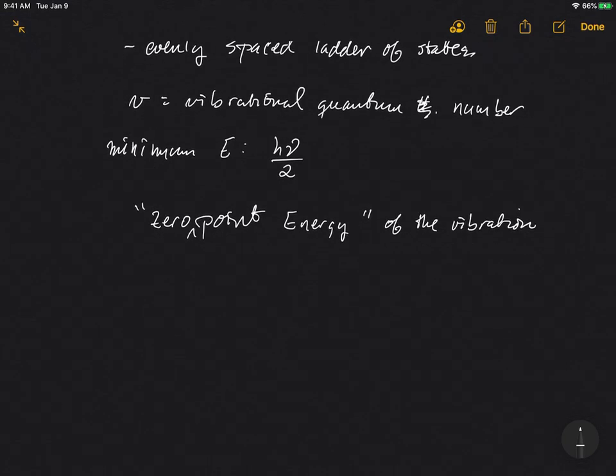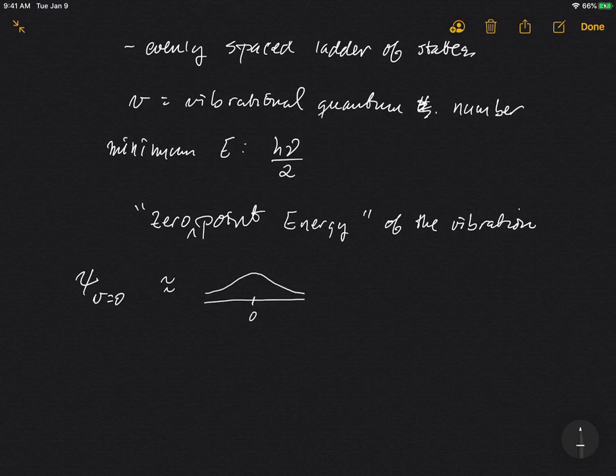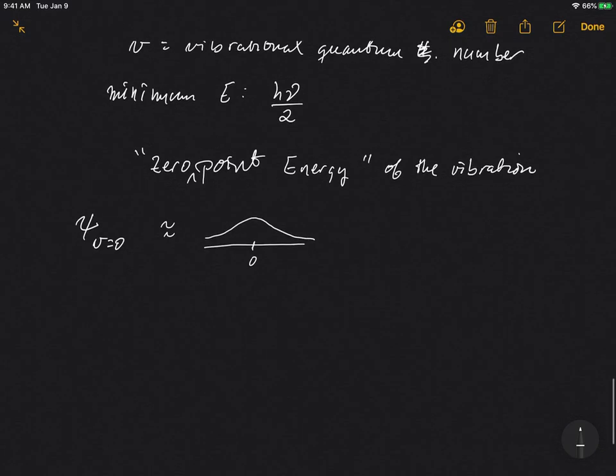Now let's move on to what these wave functions look like. Again, I just kind of want to sketch them. So the v equals 0 state roughly looks like this kind of bell curve. So we have x equals 0, and it's this curve that's symmetric about the x equals 0 axis.